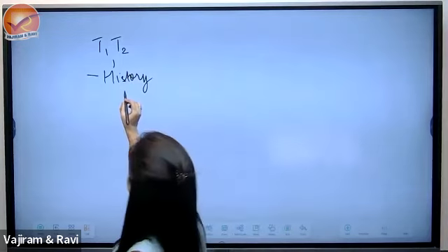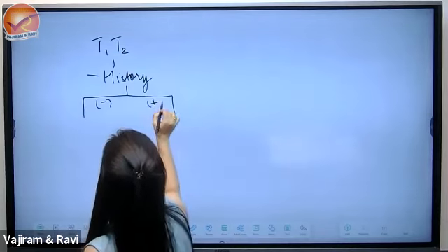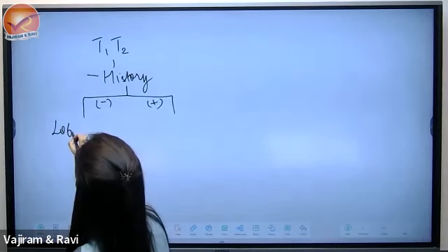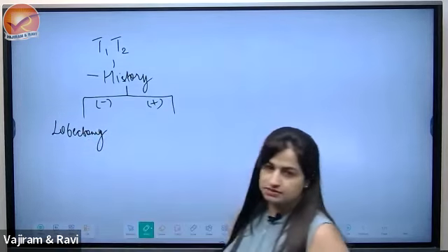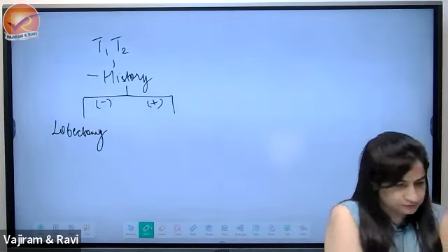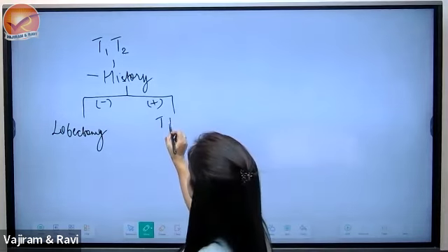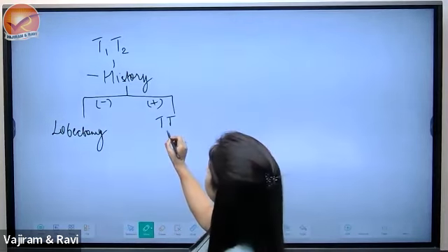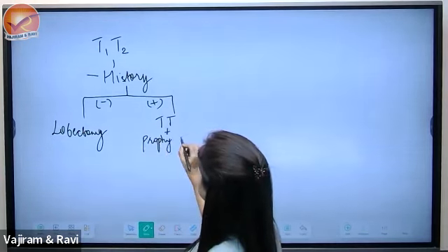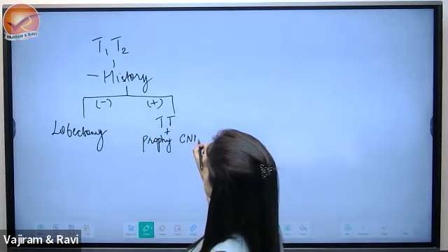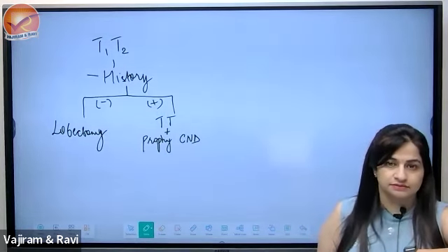Now, if the history is negative, we'll go with lobectomy. In case any history is positive, we'll go with total thyroidectomy plus prophylactic. You have to use the term prophylactic central neck dissection. Prophylactic central neck dissection.